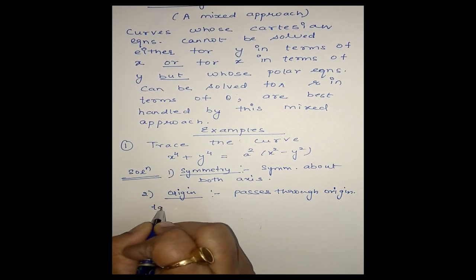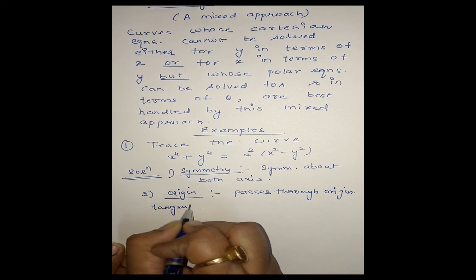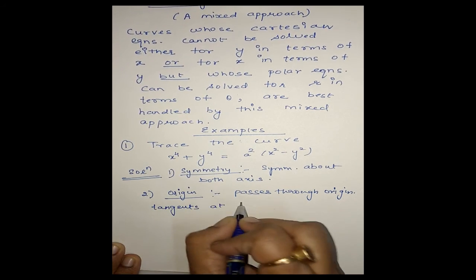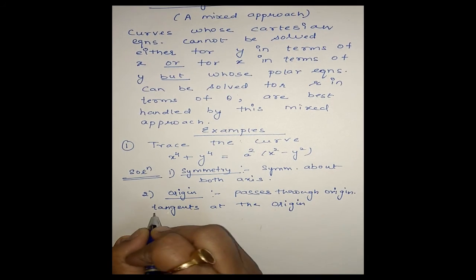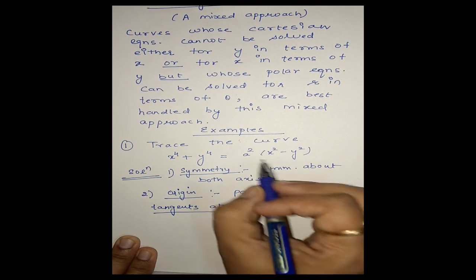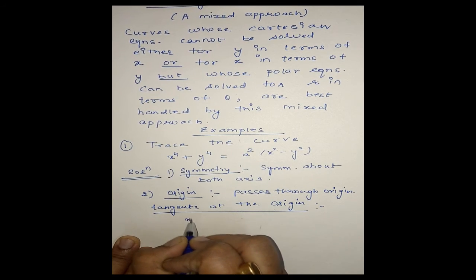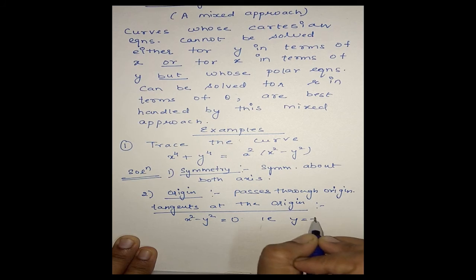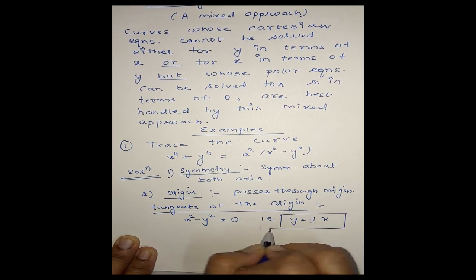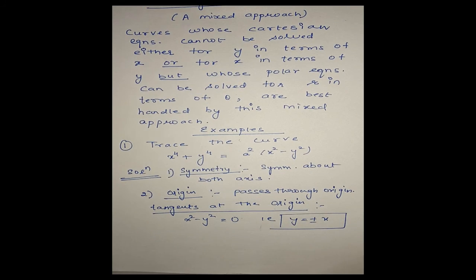Now tangents at the origin are obtained by equating to 0 the lowest degree term in the equation, which is this. That means x square minus y square is equal to 0. That is y is equal to plus minus x. These two are the tangents at the origin.